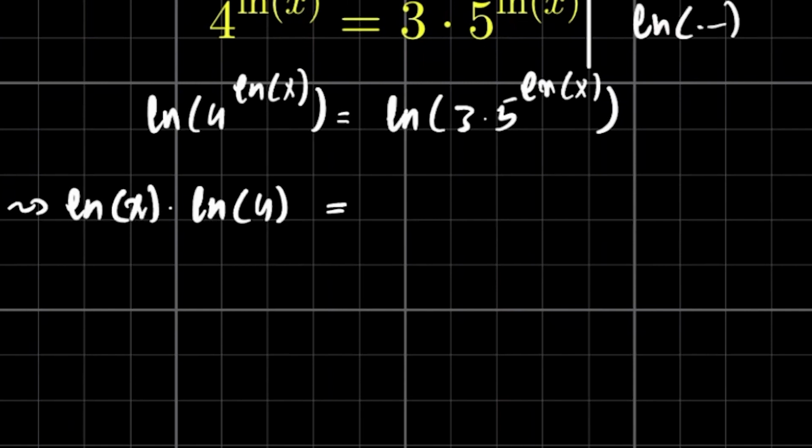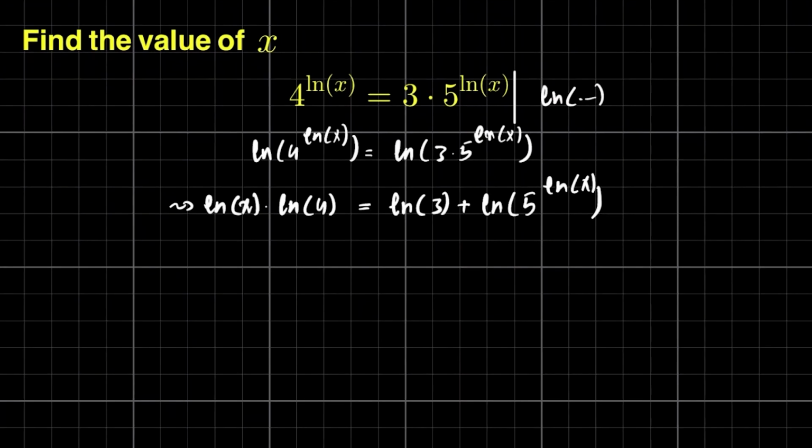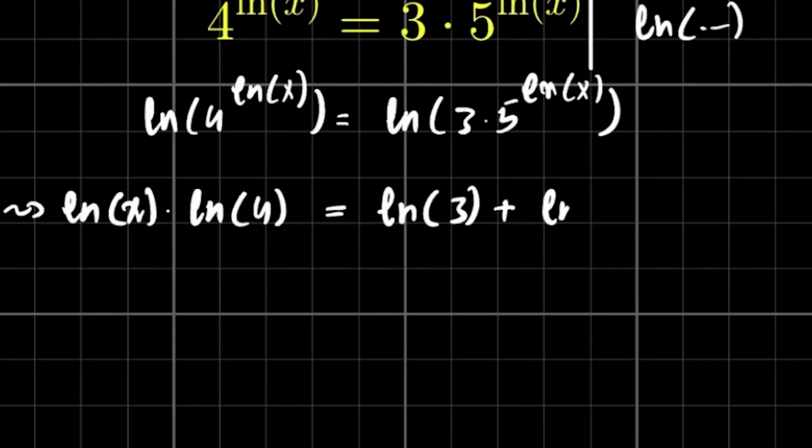Now on my right side of the equation, I have two numbers multiplied with each other. I can use another logarithmic rule saying this is equal to ln of 3 plus ln of 5 to the power of ln of x. And just what we did on the left side of the equation, we can also do on the right side with the second term. So we have plus ln of x multiplied with ln of 5.